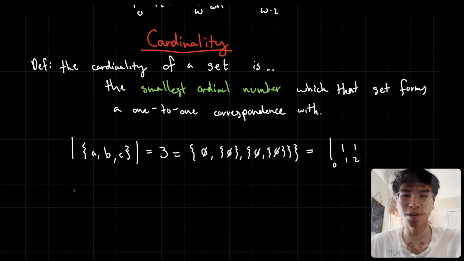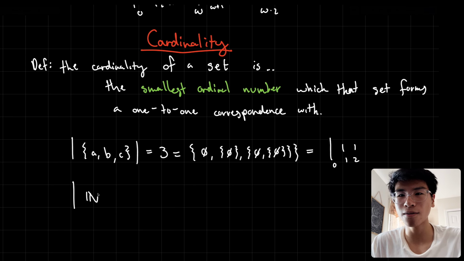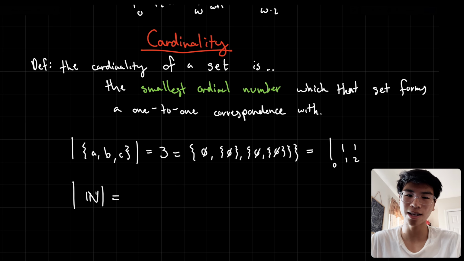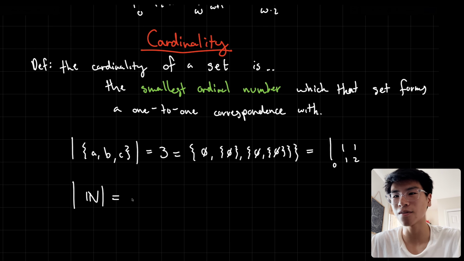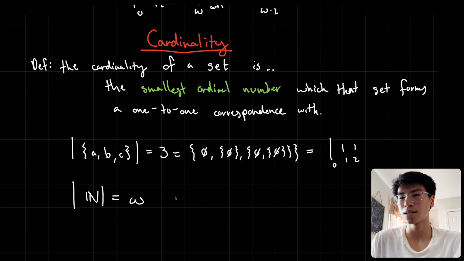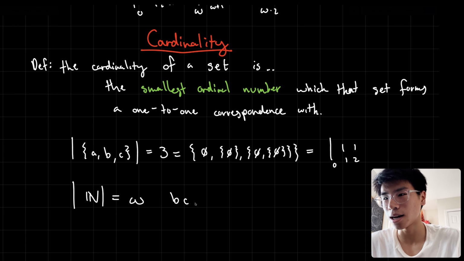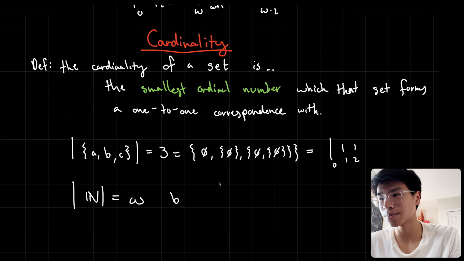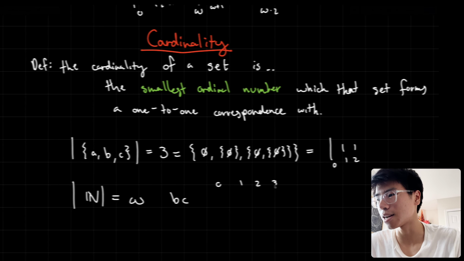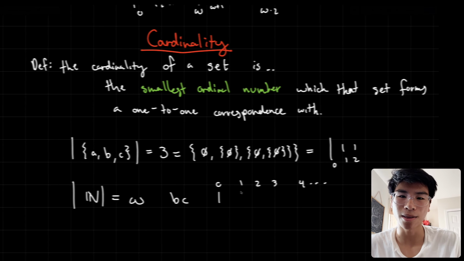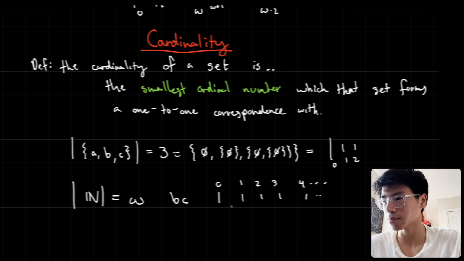We can also find the cardinality of the natural numbers. So the cardinality of the natural numbers, quite obviously, is omega. That's because we can form a one-to-one correspondence between the naturals and omega. Simply look at this. We list the natural numbers about like here. But we can also draw the matchstick representation in a one-to-one correspondence.